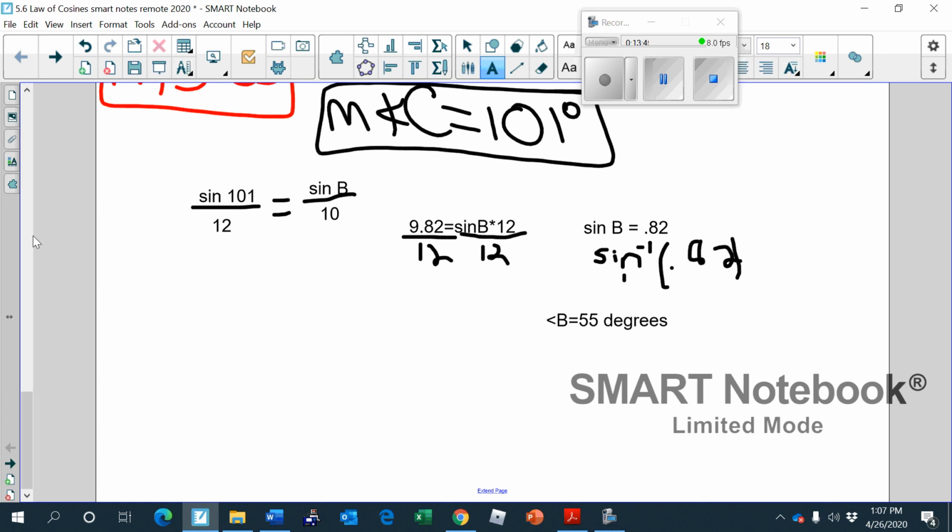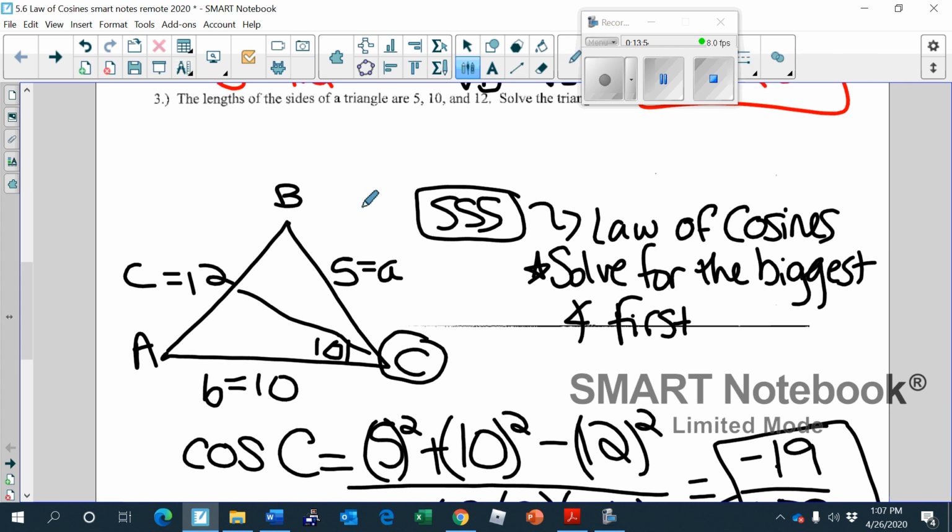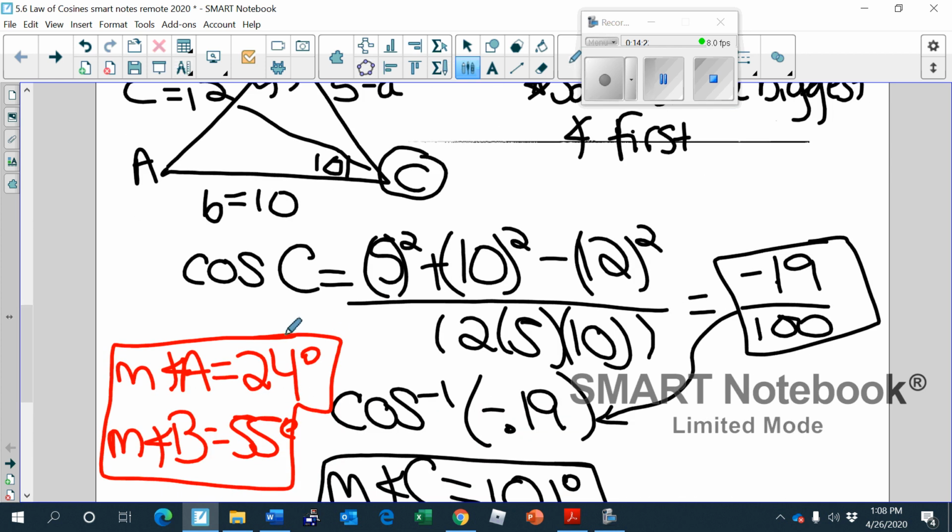And now that you have that, you can just solve like a regular triangle. So I know that angle B is 55 degrees, right? So now I can say, what's 55 plus 101? And then I can subtract from 180. So I can do 55 plus 101 and subtract from 180, and you should get 24 degrees, which is what I got over here.